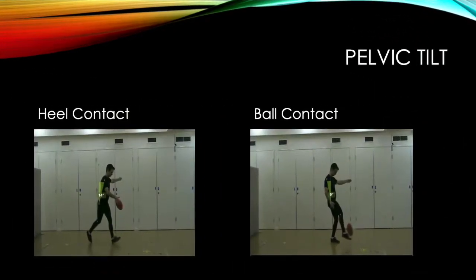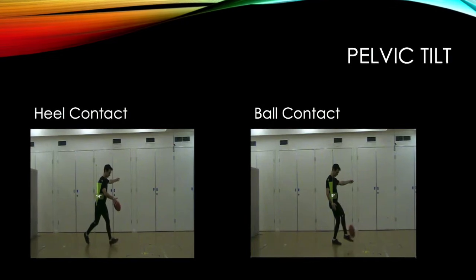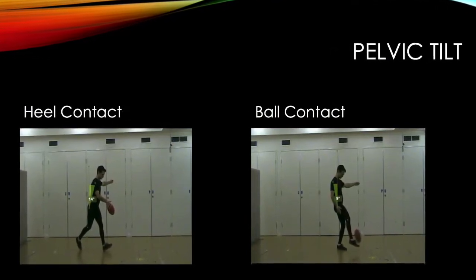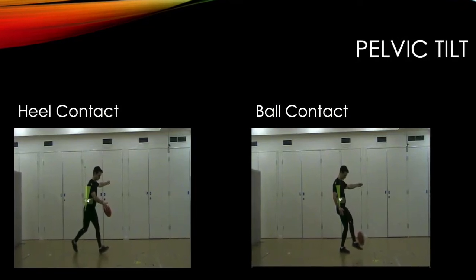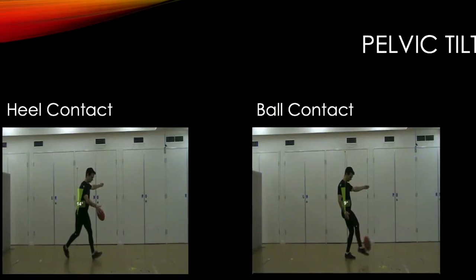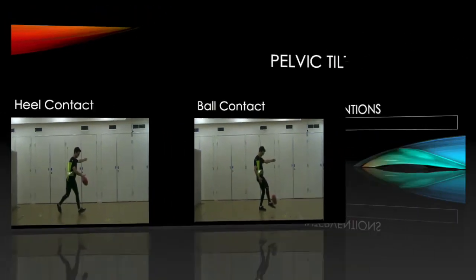The pelvic tilt at heel contact was considerably closer to the inaccurate group of the previous study, and their ball contact was much higher than both the accurate and inaccurate group. This indicates that the athlete has a small range in pelvic tilt and may contribute to an inaccurate kick.